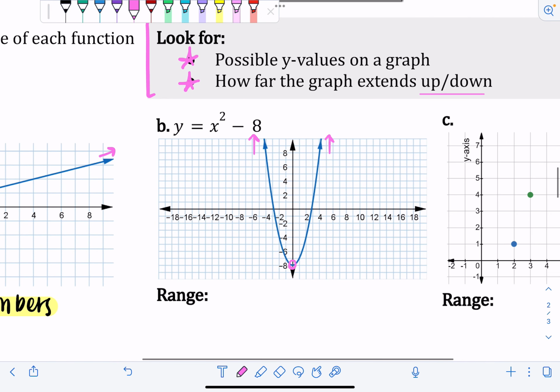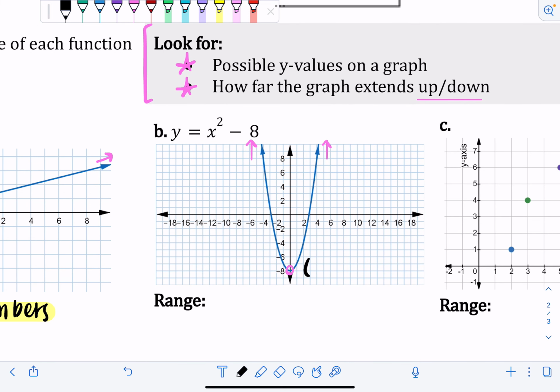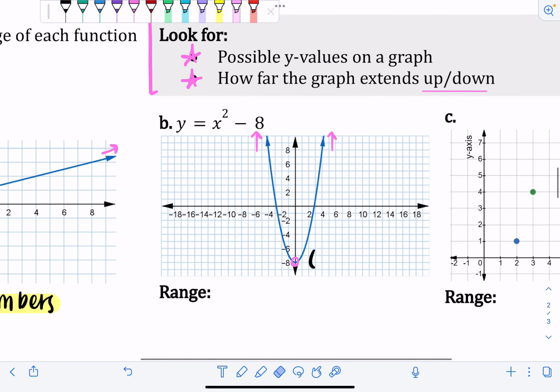If it has a low point at the very bottom, we can find that point. Let me just put the point on there and not circle it. It's right here. We don't go left or right at all from the origin. We just go down 8. So that point would be 0 and then negative 8.